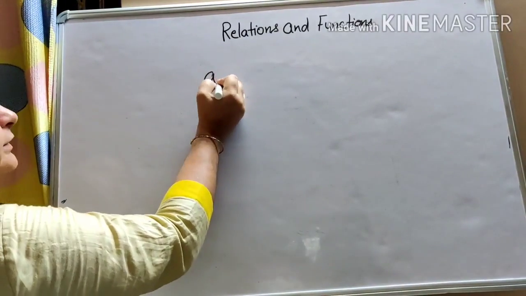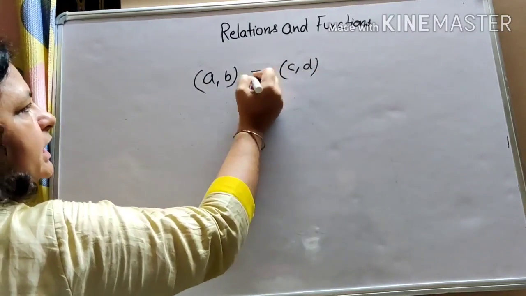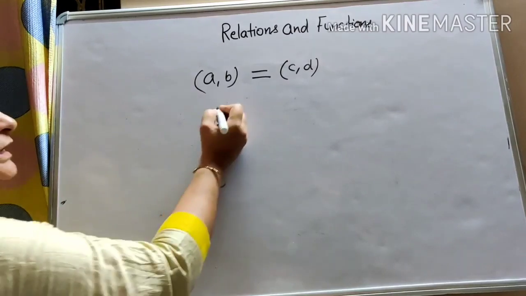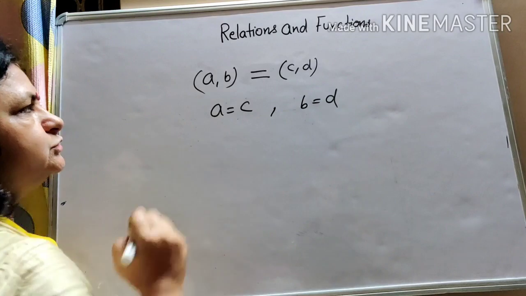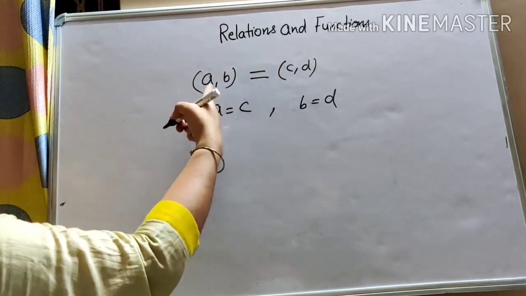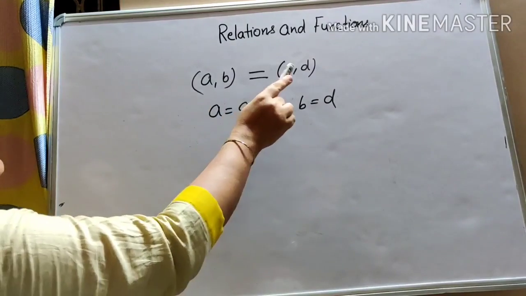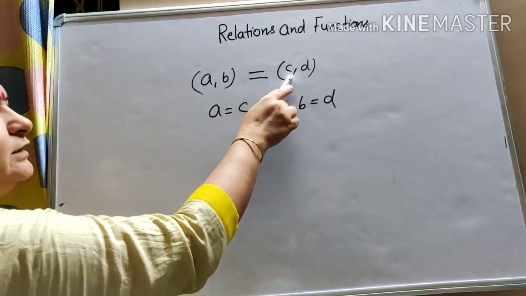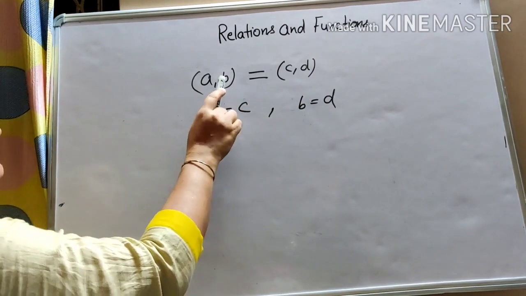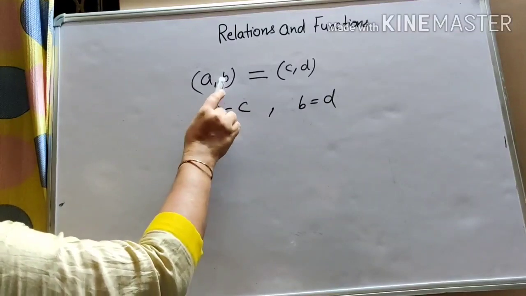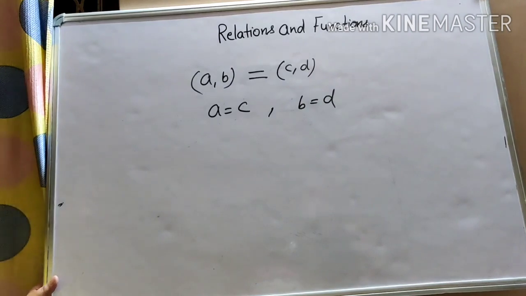Now two ordered pairs (A, B) and (C, D) are said to be equal only if A is equal to C and B is equal to D. So two ordered pairs are equal only if the first component of the first ordered pair is equal to the first component of the second ordered pair, and the second component of the first ordered pair is equal to the second component of the second ordered pair.